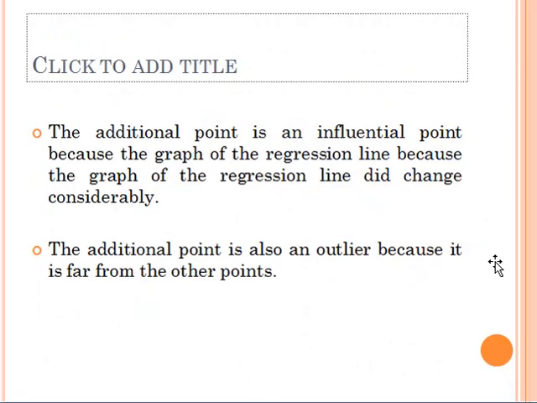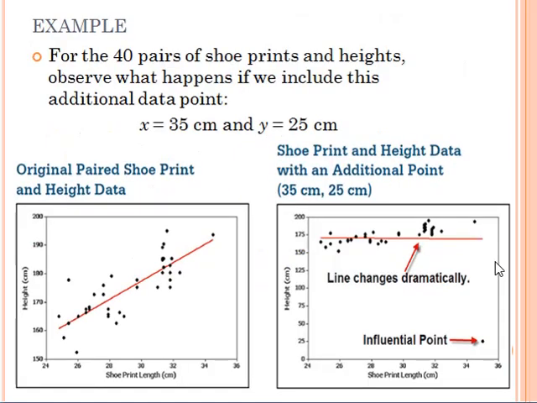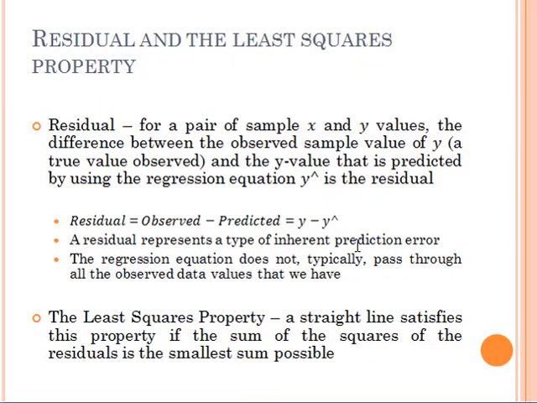The additional point is an influential point because the graph of the regression line changed considerably. The additional point is also an outlier because it is far away from the other points, right? According to the definition of an outlier, the outlier should lie far away from the remaining points, and you can see that this point is an outlier because it is placed far away from all the remaining points, and that's why it is having a bad impact on our regression equation.